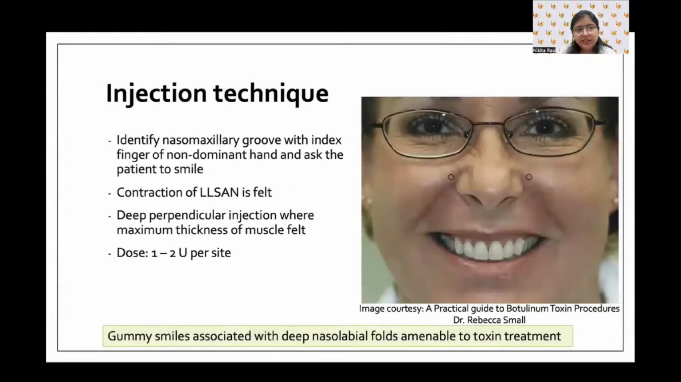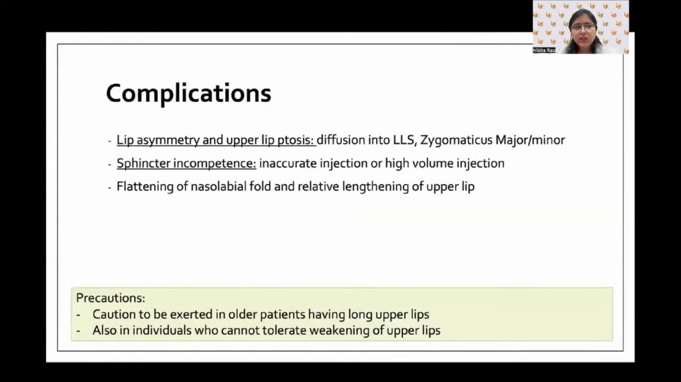For the injection technique, we first identify the nasomaxillary groove with the index finger of the non-dominant hand and ask the patient to smile and check for the contraction of the muscle. Where the muscle thickness is felt at a maximum, a deep perpendicular injection has to be given, 1 to 2 units per side. Complications can be in the form of lip asymmetry and upper lip ptosis due to diffusion into the lip elevators like the levator labii superioris or the zygomaticus major and minor muscles. Sphincter incompetence can occur due to diffusion into the orbicularis oris muscle due to inaccurate injection or high volume injection. Flattening of the nasolabial fold and relative lengthening of the upper lip is also another complication.